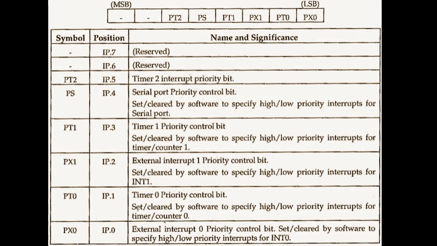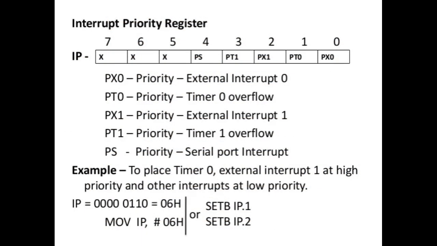Interrupt priority. Sometimes, 2 interrupts may occur at the same time. To handle this, the 8051 provides an interrupt priority system. High priority interrupt is executed first. Low priority interrupt waits. Priority is controlled using the interrupt priority IP register.